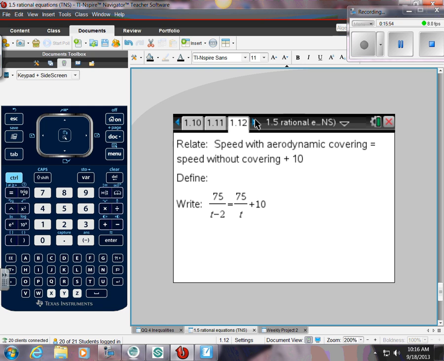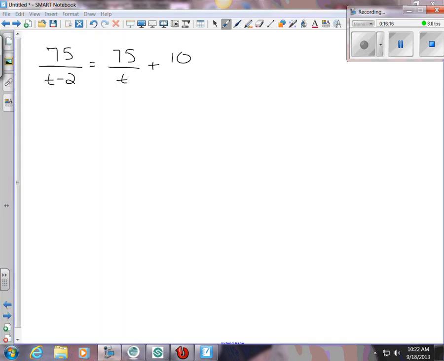So I've got this nice equation here for us. I want us to solve for t. So you need to determine what your common denominator is going to be. Figure out what your common denominator is going to be, multiply it all the way through, and then solve for t. So give it a shot. What's your common denominator, guys? Yep, t times t minus 2. Got to have them both, they're not the same. So we're going to multiply everything here by t times t minus 2.